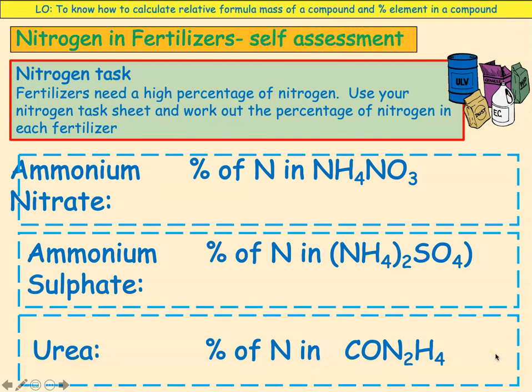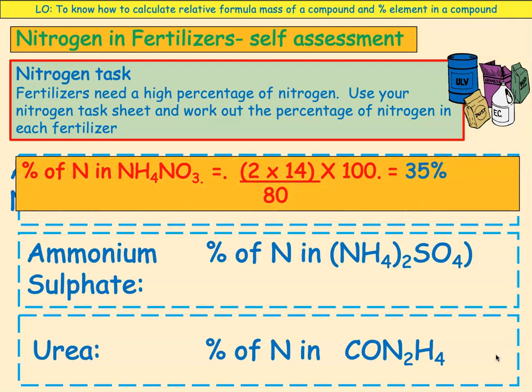Okay, so we'll self-assess our work. So the percentage of nitrogen in ammonium nitrate, you notice that you have got two nitrogens in there. So you've got 2 times 14 divided by 80 times 100, which gives us 35%.